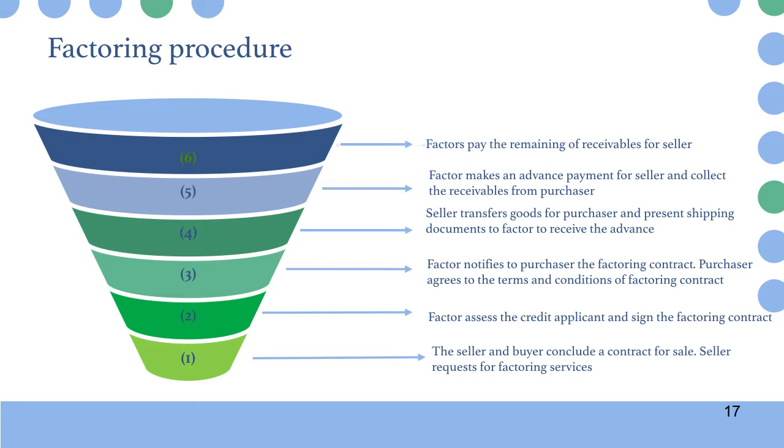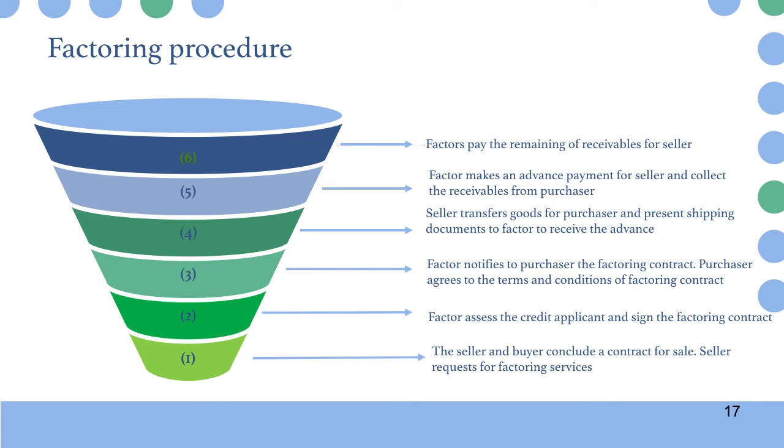Regardless of the types of factoring, the procedure should be as follows. First, the seller and buyer conclude a contract for sale. Seller requests factoring services. Second, factor assesses the credit applicant and signs the factoring contract. Third, factor notifies the purchaser of the factoring contract. Purchaser agrees to the terms and conditions of the factoring contract.